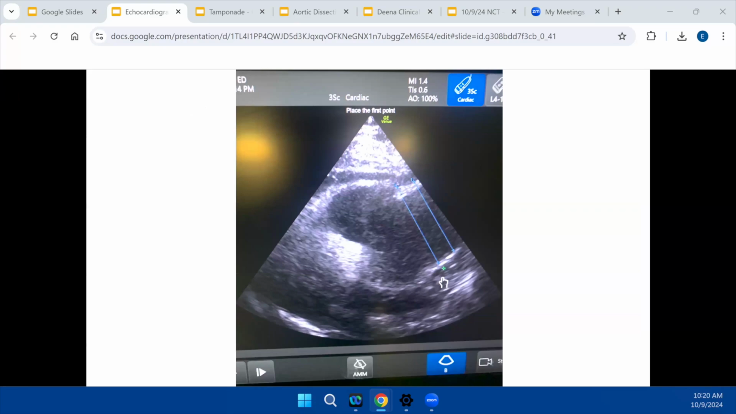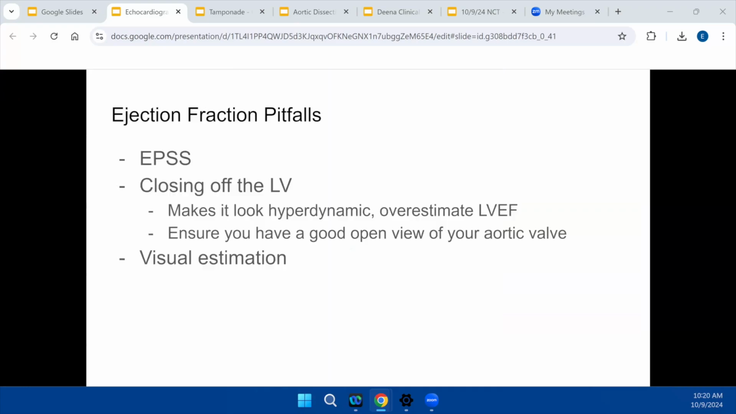This is one of my images. I was like, what the hell is this? This is my parasternal long axis. I don't know what I'm looking at. This is a 6-point-something centimeter TAA with a dissection and a pericardial effusion. He died an hour later.